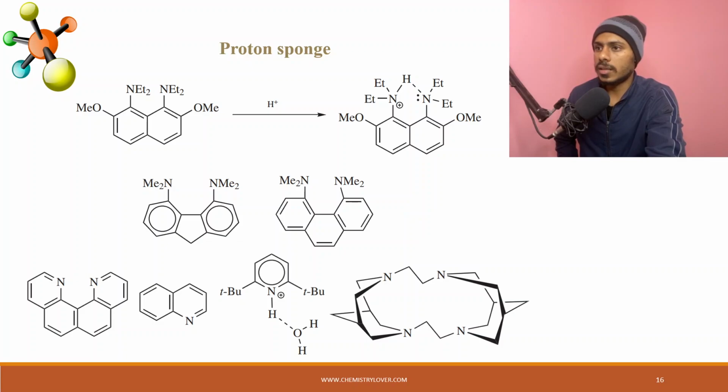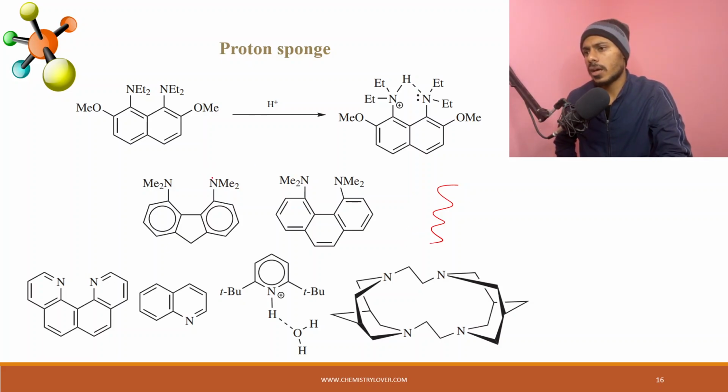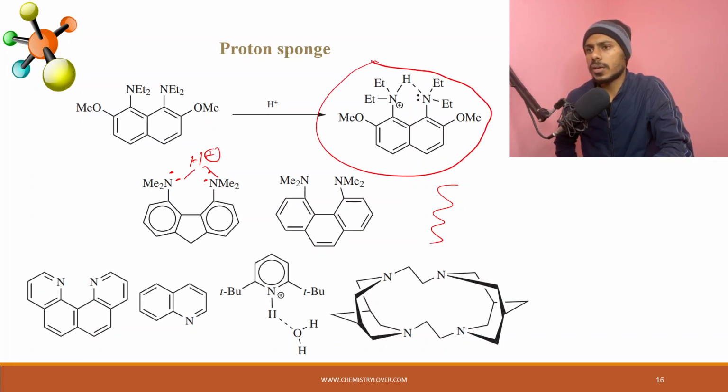Now the next thing: here we are talking about the effect of steric hindrance on acidity. These compounds are called proton sponges. They are very interesting compounds and they have many applications. The specialty of these compounds is that the nitrogen lone pair will take the proton, as you can see in the case of this compound, but their surrounding atmosphere is very bulky.